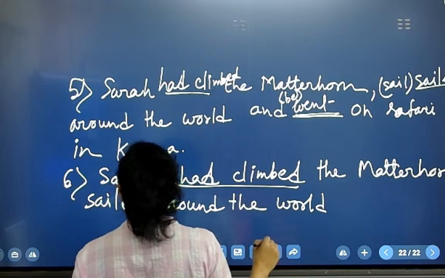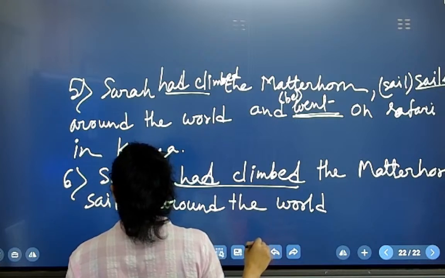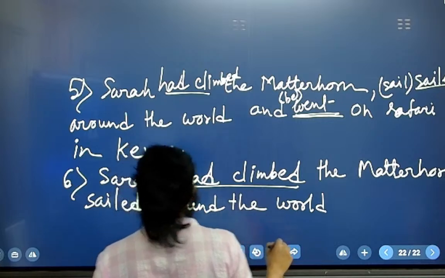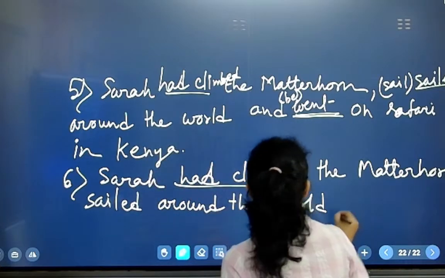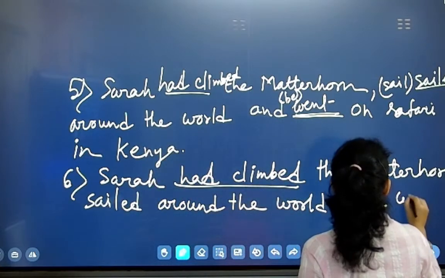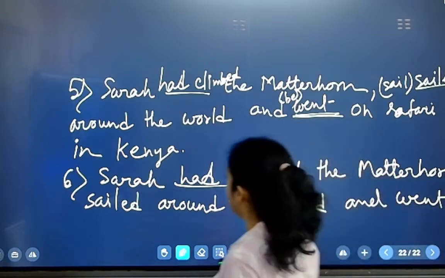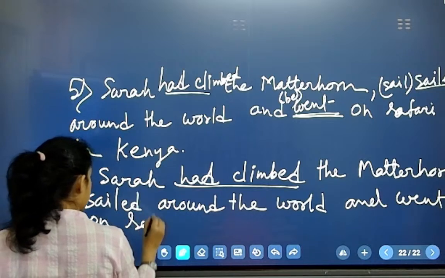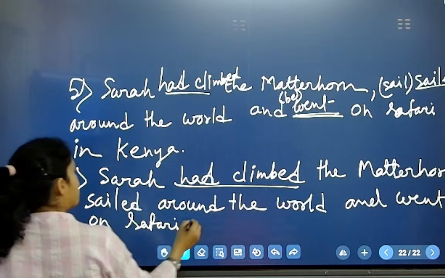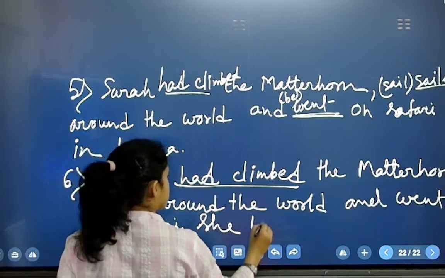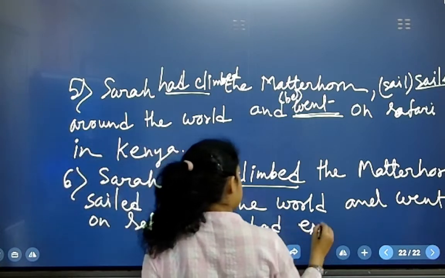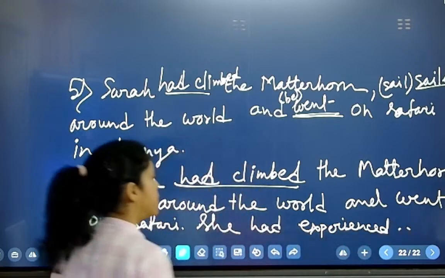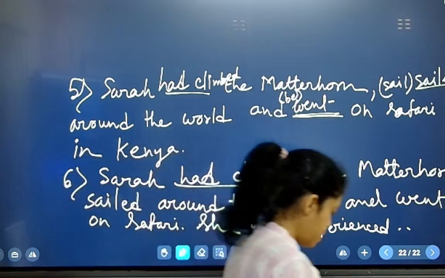Same here, been is written. Around the world and what is there? Go means went. Been it will not be there. Went on safari, and after that it will be she had experienced. She had experienced. Is it written like that? She had experienced.